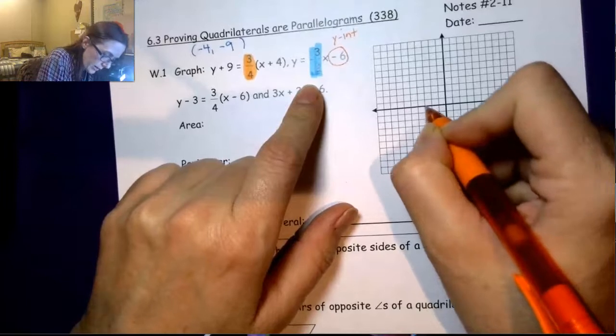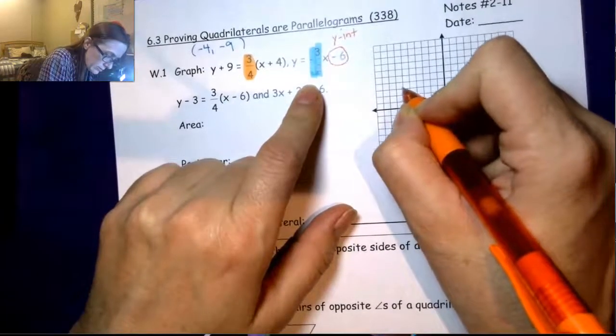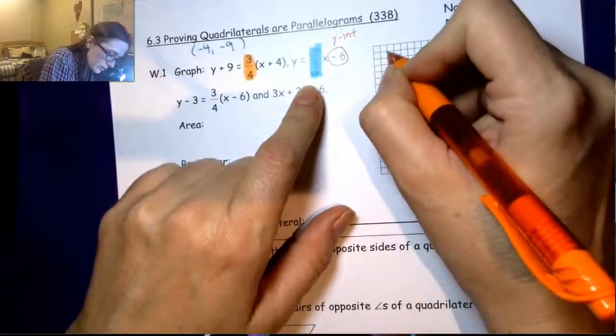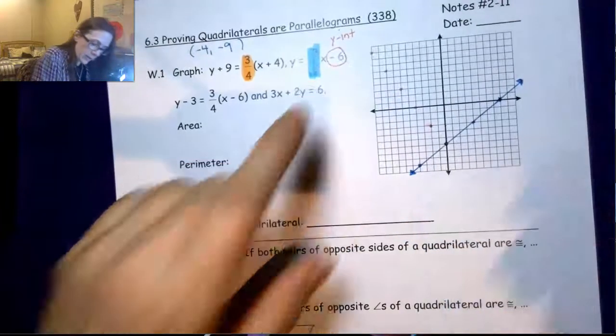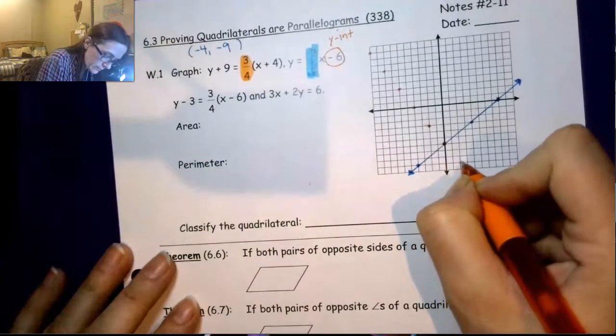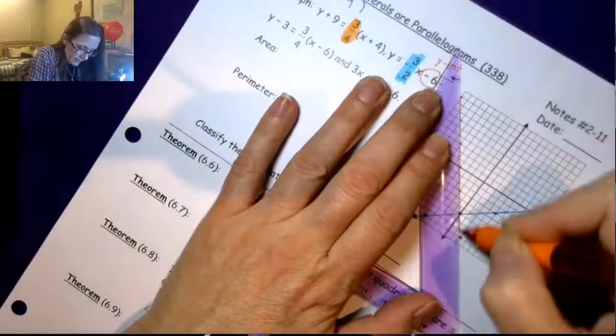I repeat that, up 3, back 2. Now I can always go down 1, 2, 3, and forward 2. So this is my orange line, the second line.